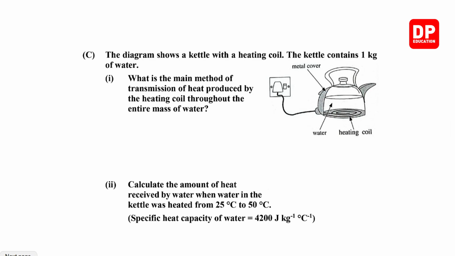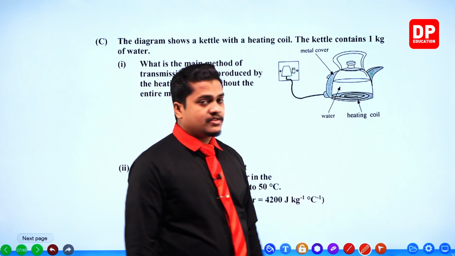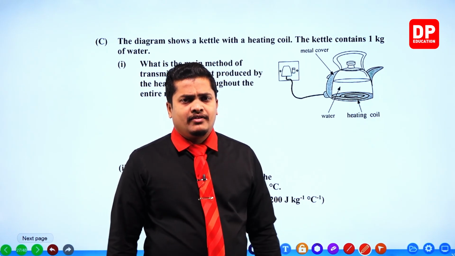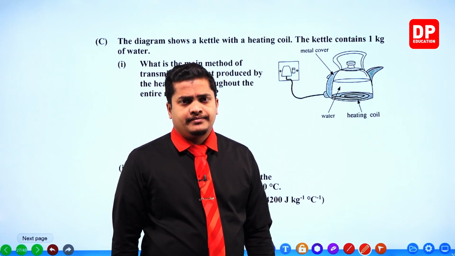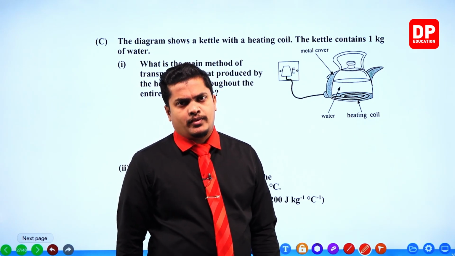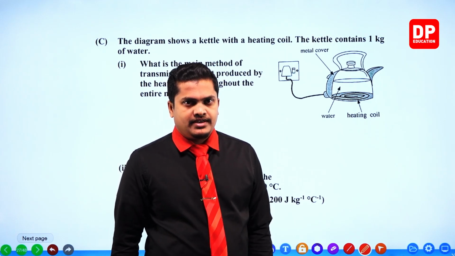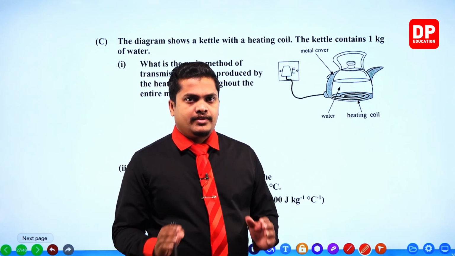What is the main method of transmission of heat produced by the heating coil throughout the entire mass of water? So this is a fluid, my dear children. Water means a fluid, we can take that as a liquid. So what is the main method of heat transfer in a liquid? When you take a particular liquid, what is the main method of heat transfer, my dear children? The convection.